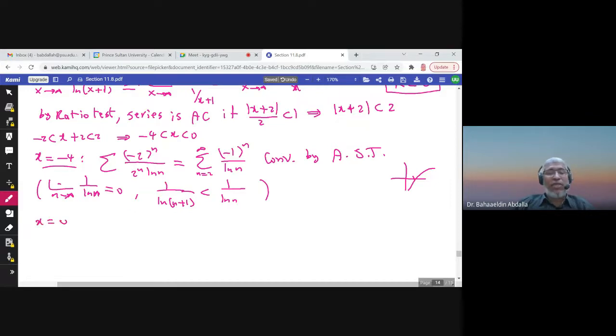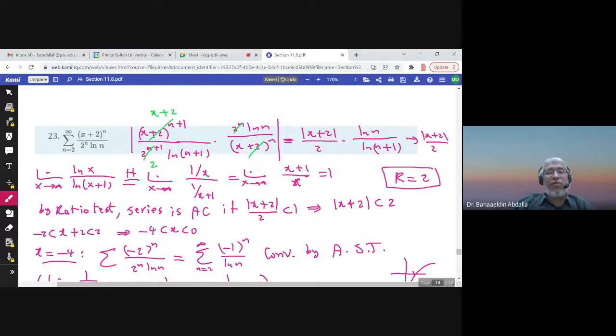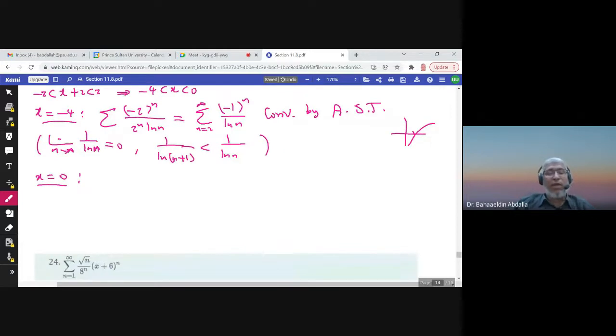While when x is 0, I'll have 0 plus 2, so 2 to the power n will be cancelled with 2 to the power n, and I will have 1 over ln n. The series 1 over ln n. Can I compare this series with another series? What about 1 over n? What do you know about ln n and n?